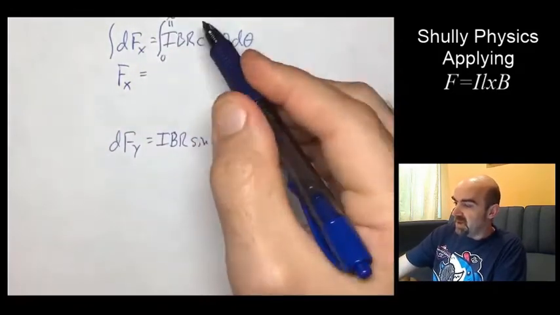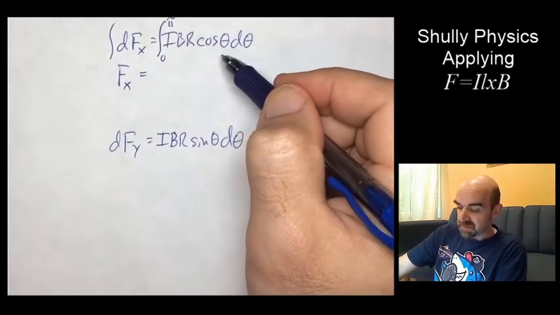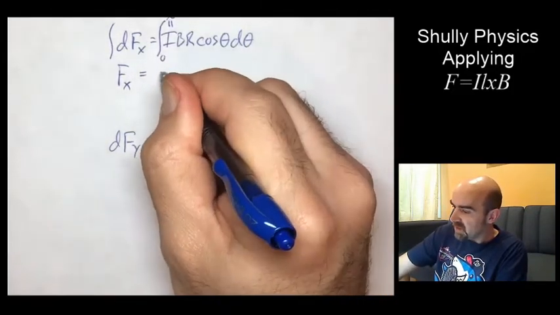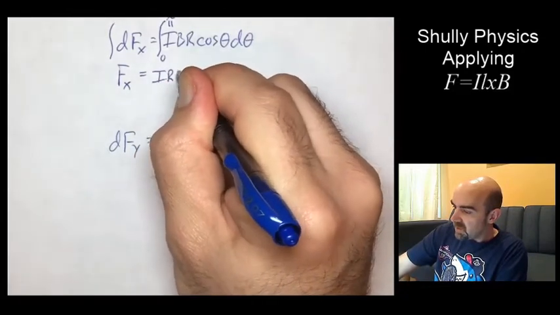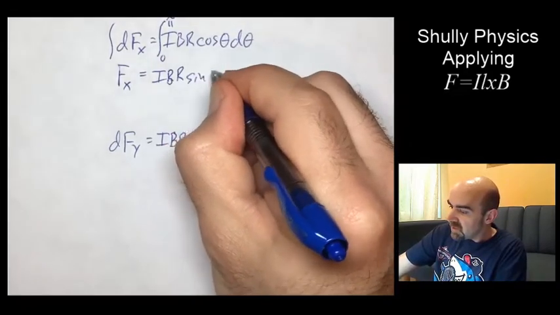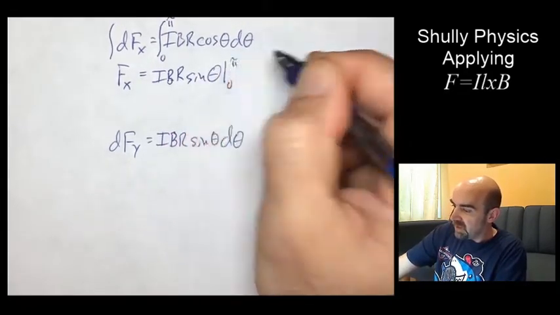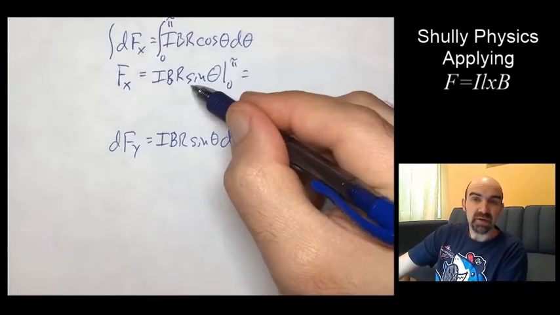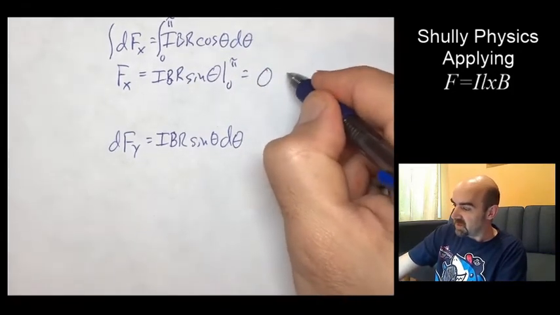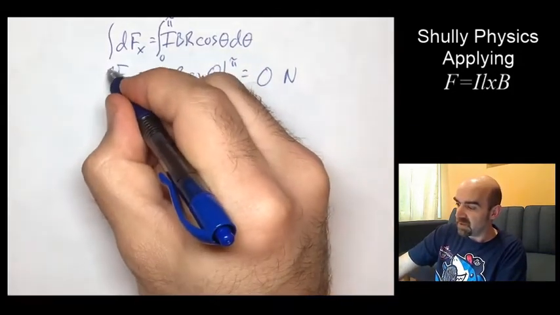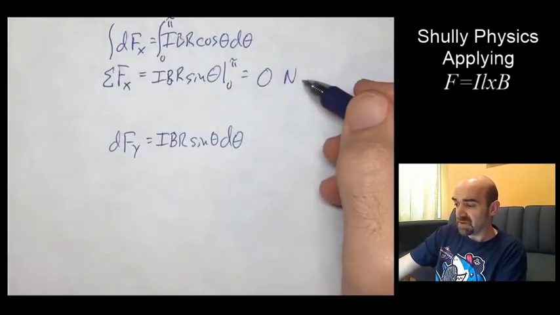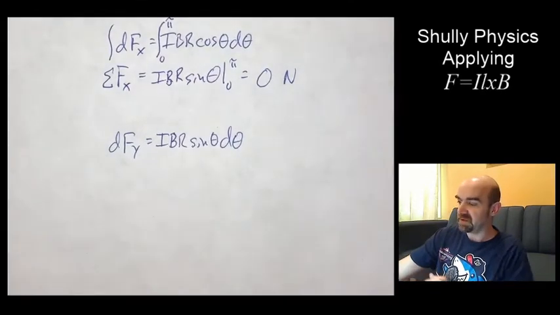Now when we integrate that, what's the integral of cosine? That is our sine. Okay, so I B R sine theta, and we're going to go from 0 to pi. And here we're going to see if we plug in sine of pi minus sine of 0, we get 0. So that sum of all the forces in the x direction, all those little pieces, is 0. All right, so that net force in the x direction is 0.